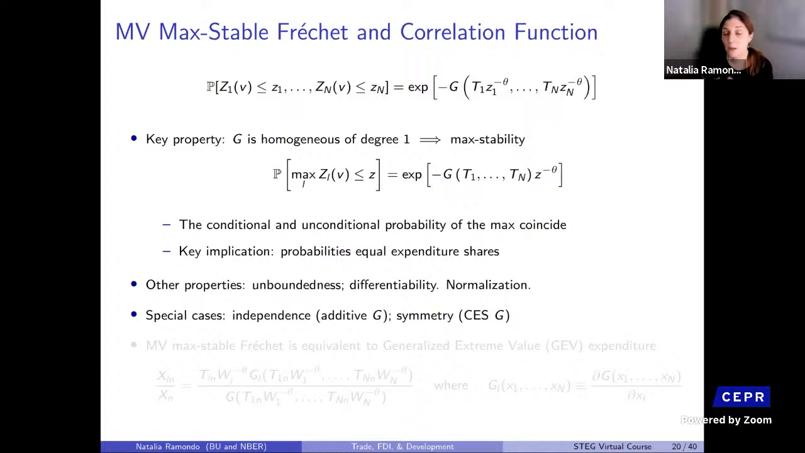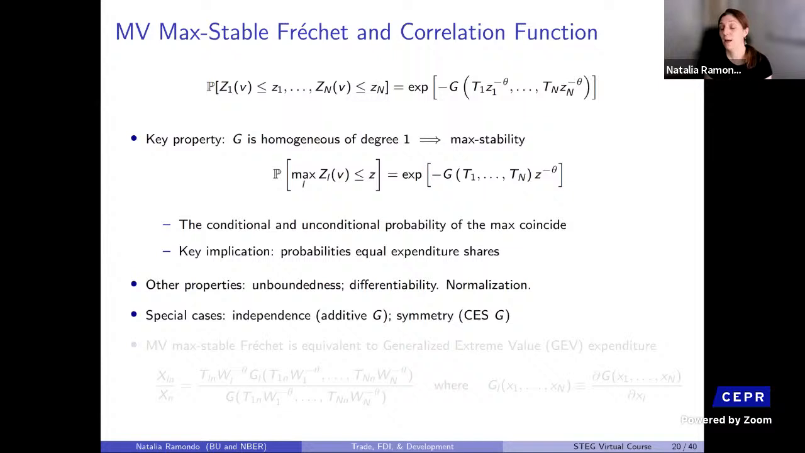So what's max stability? I've been using this term. Max stability says that if you take Fréchet and you take the max of Fréchet, you get Fréchet. Which Fréchet do you get? One with the same G that aggregates the underlying scales, and it preserves the shape parameter. This is a crucial property for these head-to-head competition models, or any Ricardian model for that matter. You start with Fréchet, you take the max, or the min if you're talking about cost, and you get Fréchet. What this property implies is that the conditional and unconditional probability of the maximum coincide.